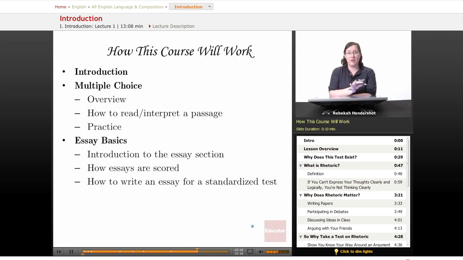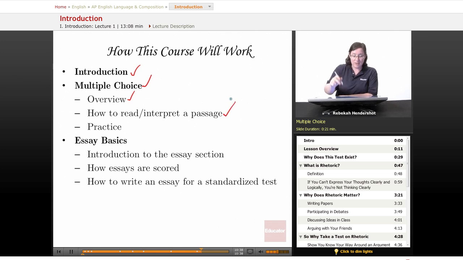Okay, so now we've gone over the test, we've gone over what's being tested and how it's being scored. How is this course going to help you kick this test's butt? I'll tell you. We're going to begin with an introduction, which is basically this lesson, telling you everything I've just told you. Then we're going to have a section on the multiple choice part of the test. We're going to talk about the questions, how to answer them, your best strategies. We're going to do an overview of the multiple choice section.